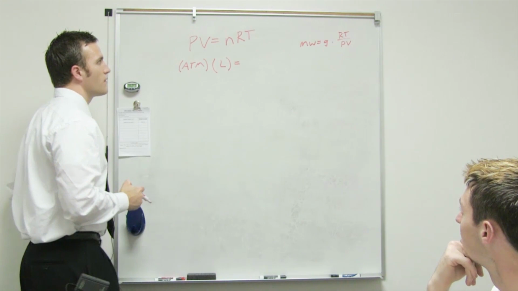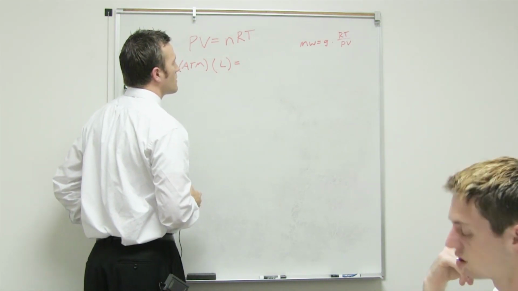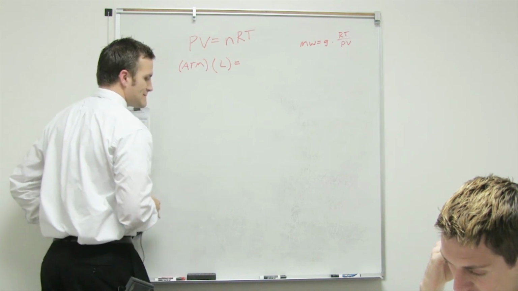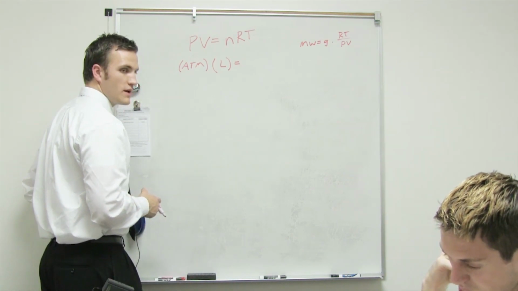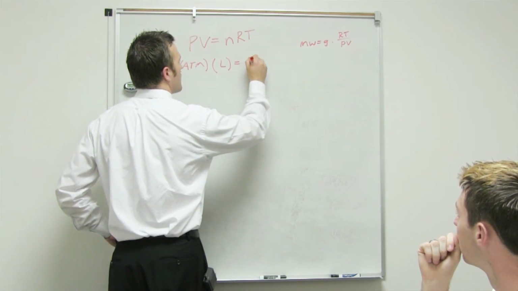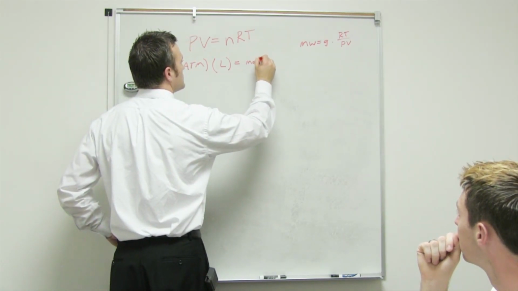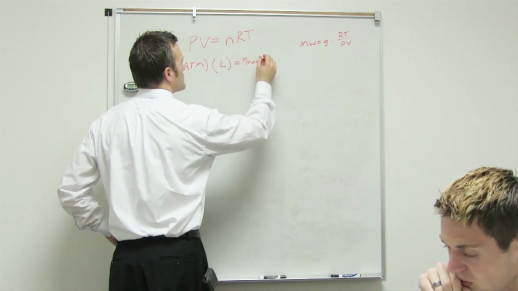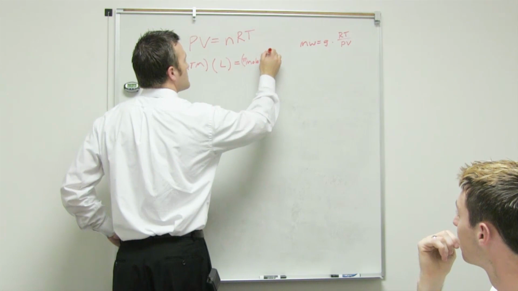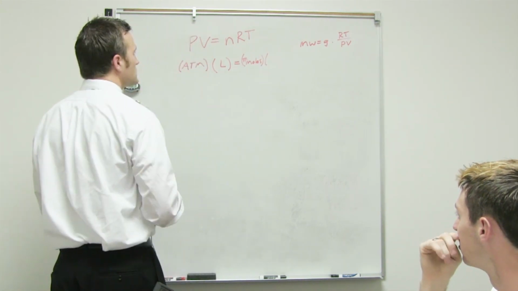Units for n, what does n represent? It should be the number of moles, right? Moles. Mm-hmm. Number of moles times R, and then R is the constant.